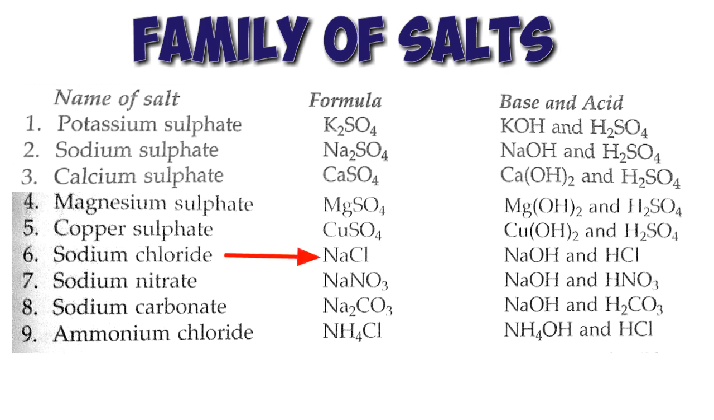Next one, sodium chloride, NaCl. The parent acid is HCl and the parent base is NaOH. Next one, sodium nitrate, NaNO3. NaOH is the parent base and HNO3 is the parent acid. Sodium carbonate, Na2CO3. Sodium hydroxide, that is NaOH, is the parent base and H2CO3, carbonic acid, is the parent acid. Next one, ammonium chloride, NH4Cl. NH4OH, that is ammonium hydroxide, is the parent base and HCl, hydrochloric acid, is the parent acid.